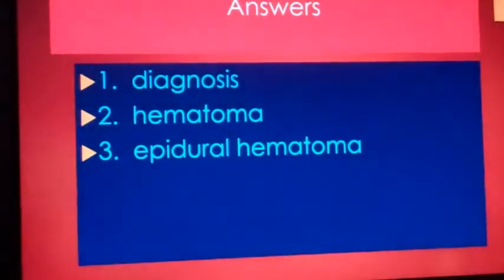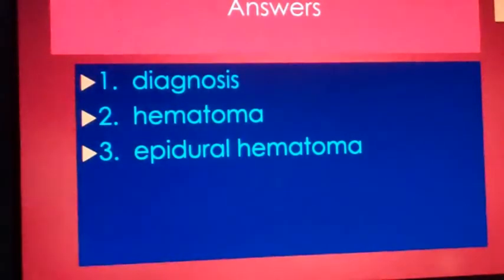Answers. Number 1 is diagnosis. Number 2 is hematoma. Number 3 is epidural hematoma.